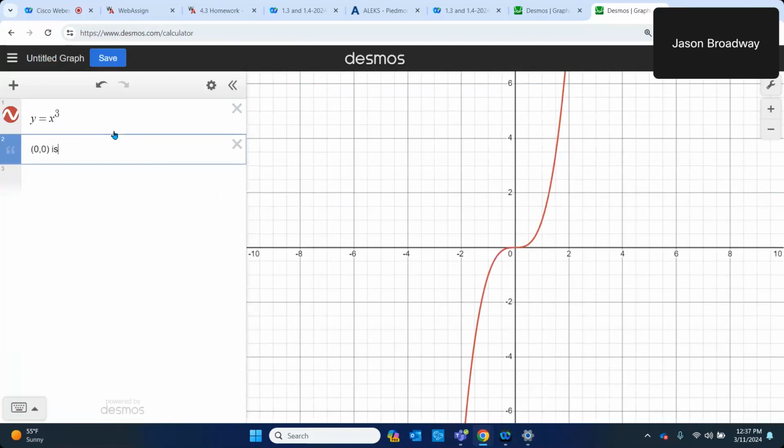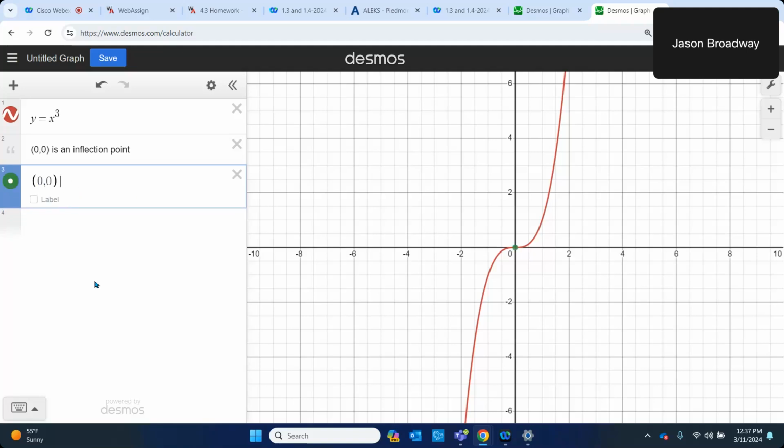0, 0 in this case. Is it an inflection point? I dare say that it is. It is an inflection point. That's not a problem. But what about 0, 0? 0, 0 is also a saddle point. It's the first derivative where we get trouble, not the second. 0, 0 is also a saddle point.